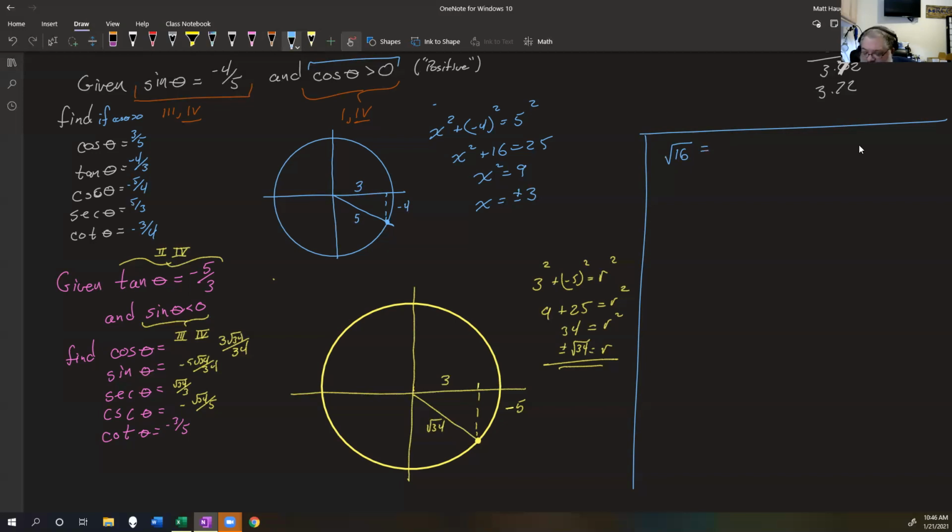Some of you said 4. Some of you said plus or minus 4. Those are different. So which one is it? Plus or minus. Okay, I've got one strong opinion for plus or minus.